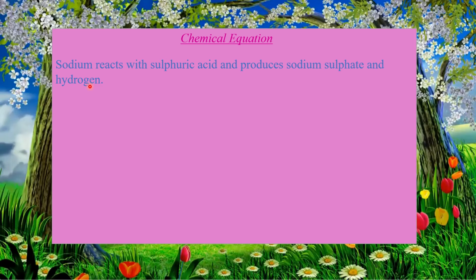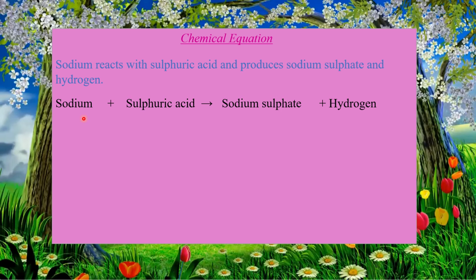So at first we will write the reaction in words, that is sodium plus sulfuric acid gives sodium sulfate plus hydrogen. There is more than one reactant and product, so we will use a plus sign between these two reactants and between these two products. Now you will write the formula and symbol of these reactants and products.